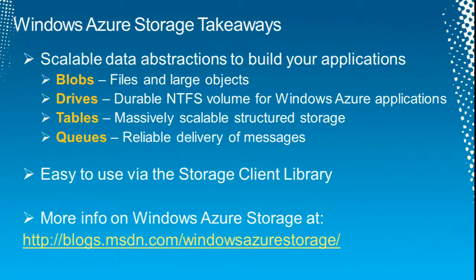So just a few takeaways. We provide various abstractions: blobs, tables, queues, and drives. Each one meets a different need. We provided a storage client library which is really easy to use for .NET. And there's the blog site at the end where we have a lot of information. Any new feature requests or questions about how you get billed are all covered there. There's a nice topic about it, and that's why I didn't cover billing. There's a nice blog which explains how to anticipate how much you need to pay.